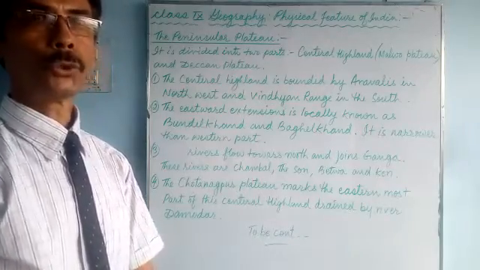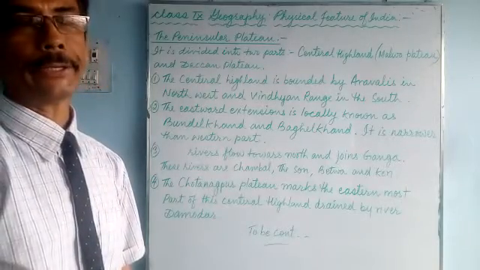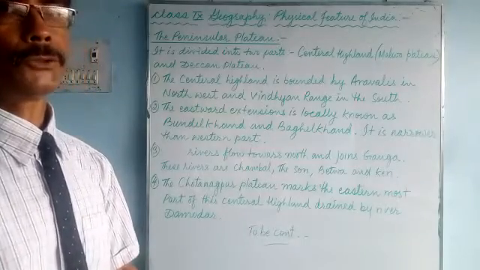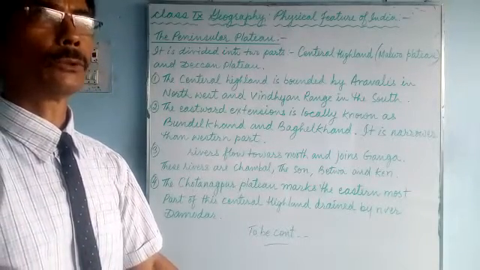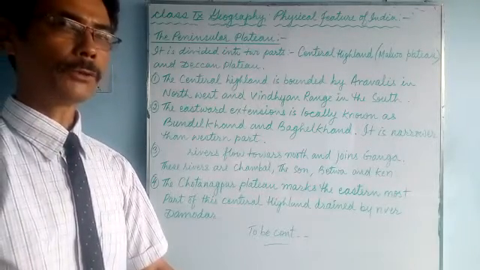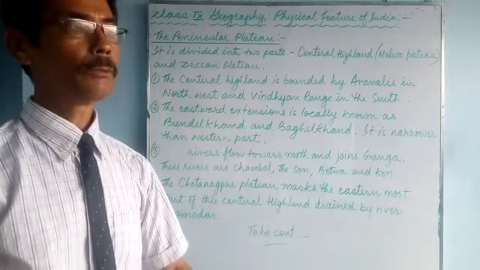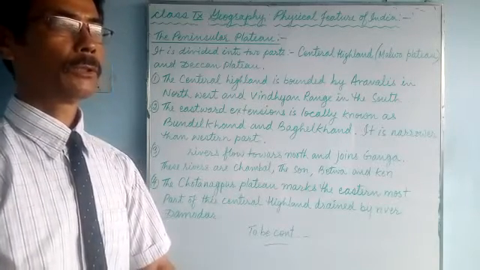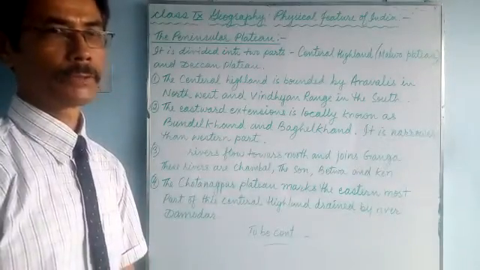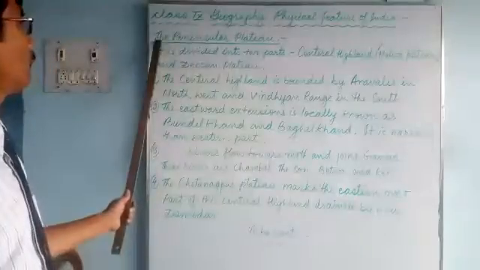Let us do geography, physical features of India. In our previous class, we talked about the Himalayas and the northern plains. Now we'll go to the peninsular region. Towards the south of the northern plains of India lies the peninsular plateau region, which is tapering towards the Indian Ocean just like a cone.